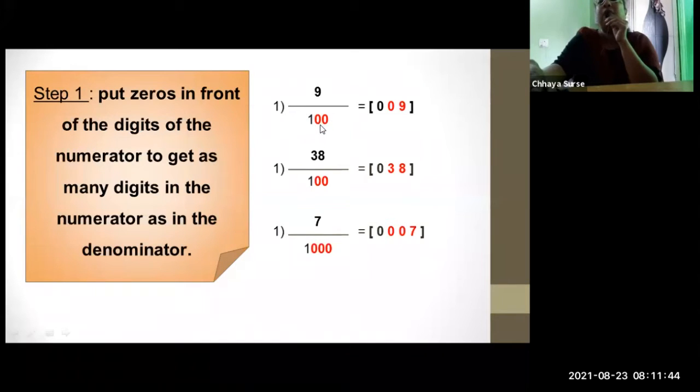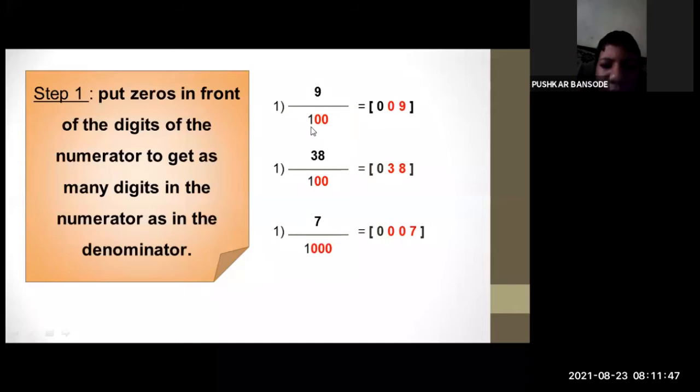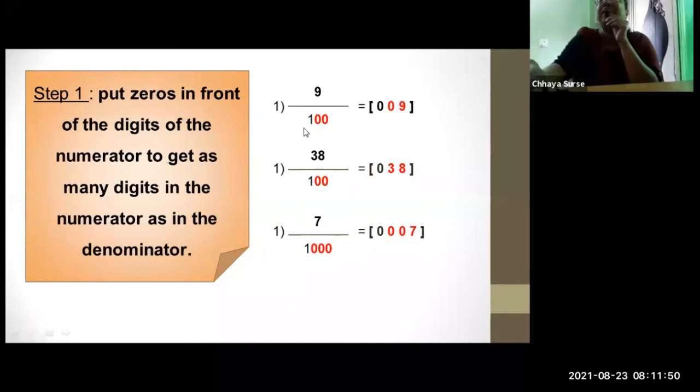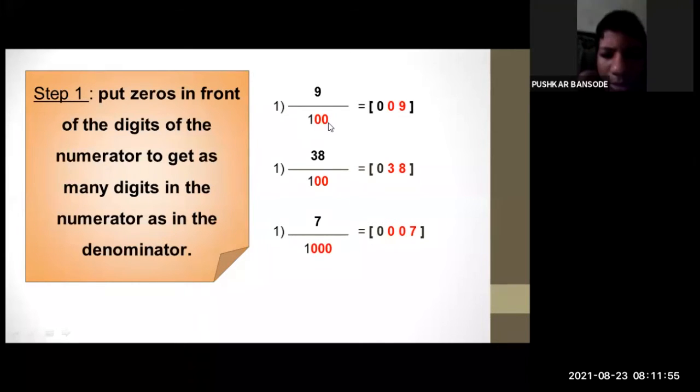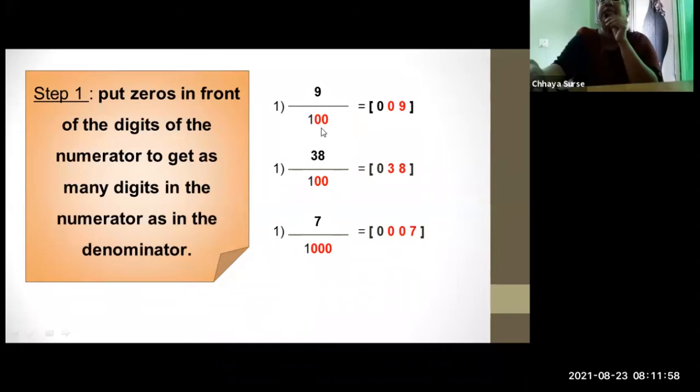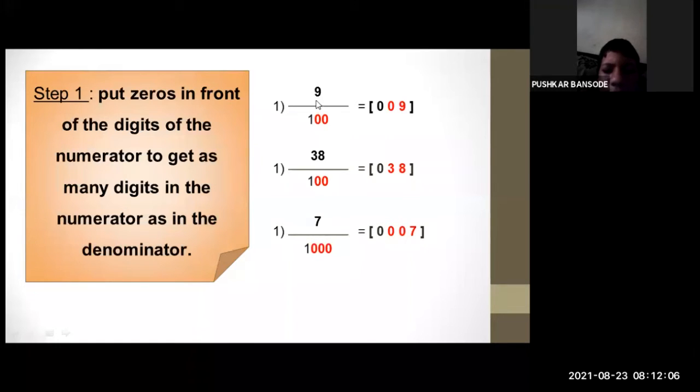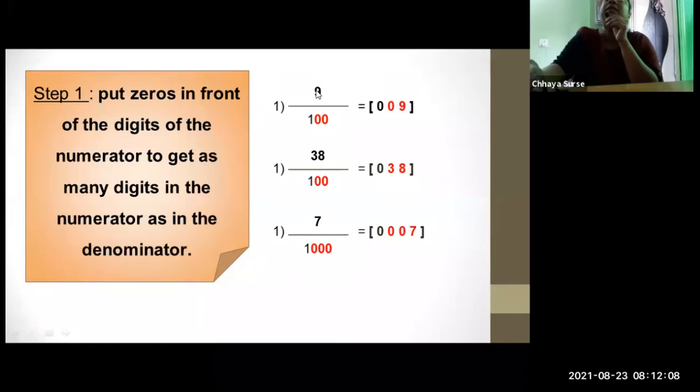So 100 is how many digits? 3 digit. This is a 3 digit number. The denominator place is also a 3 digit number. And how many digits is this? 4 digit. Yes. So we should make the numerator and denominator digits equal. So 9 is not a 3 digit number. That's why we added the 0s. Clear? That's why we equalize the numerator and denominator.